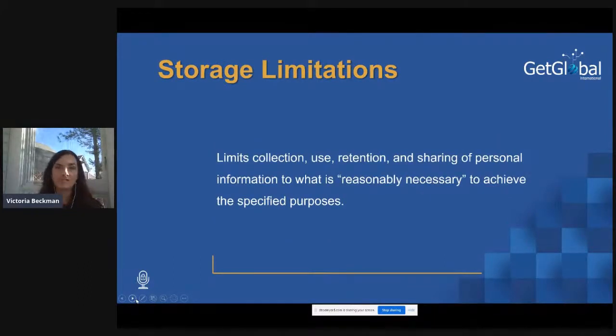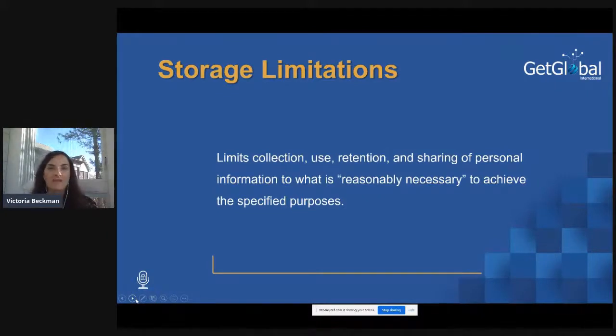Okay, and this is also interesting. It limits the collection, use, retention, and sharing of personal information to what is reasonably necessary. And we look at this definition again, to achieve the specified purposes. So you have to get rid of the information as soon as you don't need it, basically.